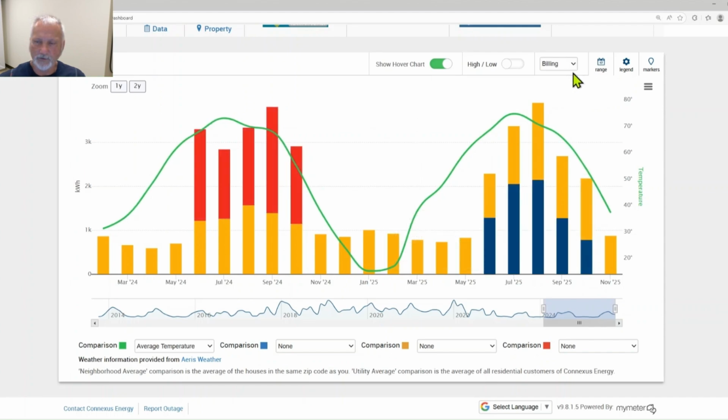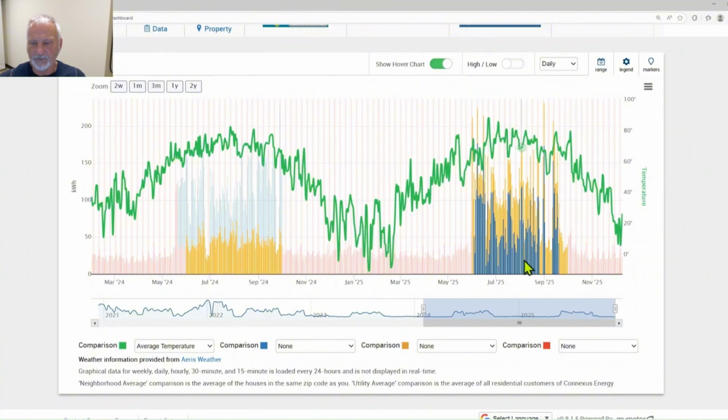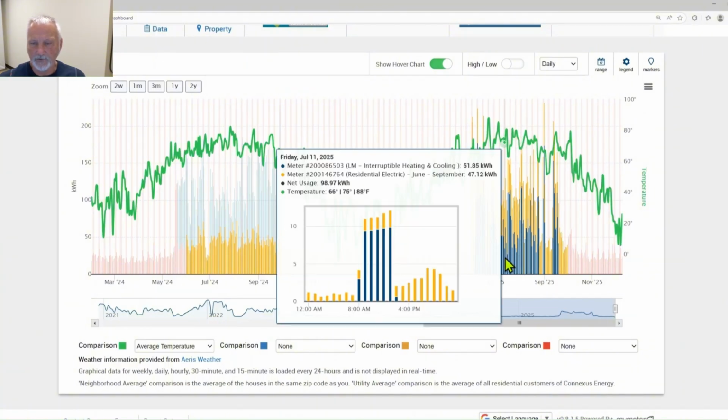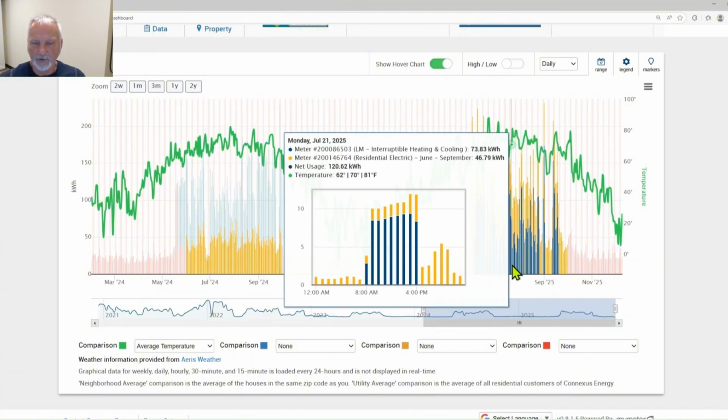So if you click on this pull down and you click on daily, now I'm looking at daily usage. So it really narrows down the times that you can actually look at your usage. So if I hover over one of them, this is July 21st of 2025. And right in the middle there, you see the blue and the yellow. Well, the blue is just another meter that I have, and that's for a pool heater. So obviously in the summertime, July, that pool heater is using a lot of electricity. And the yellow is my regular house meter.